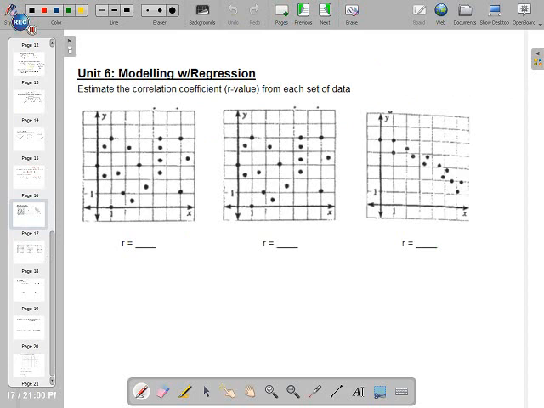Modeling with regression, we're estimating R values. This is definitely not something we can accurately do. We would need some technology, but we can kind of eyeball it. I think these are the same thing. I'm not sure what happened there, so let's cross that one out.